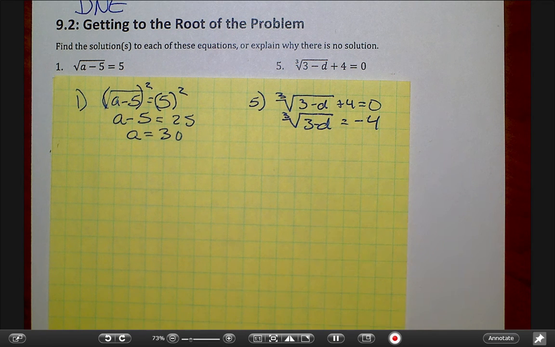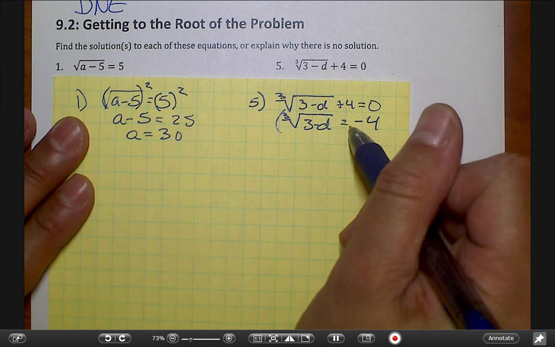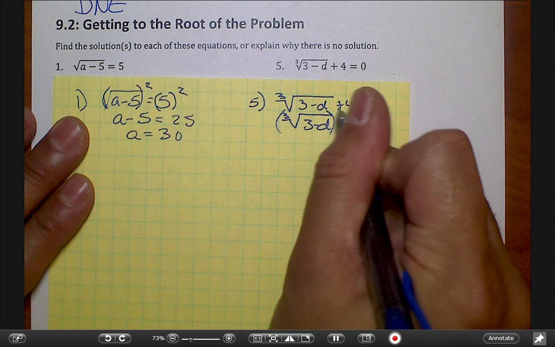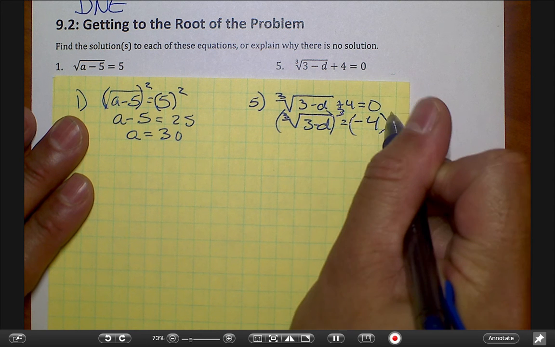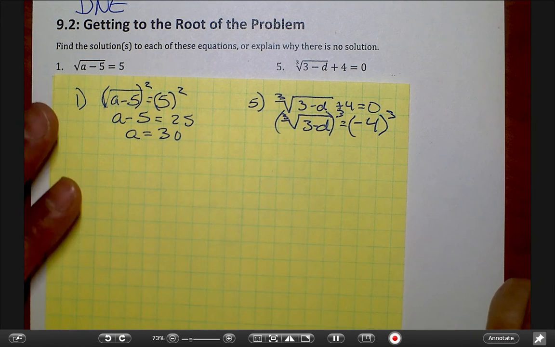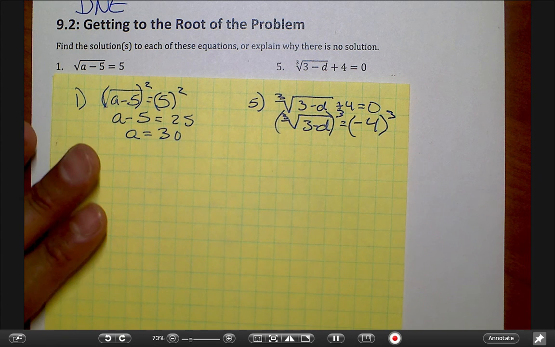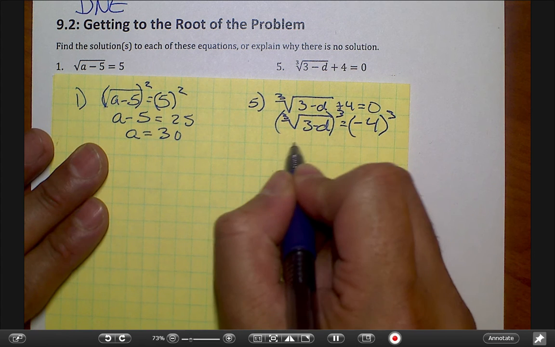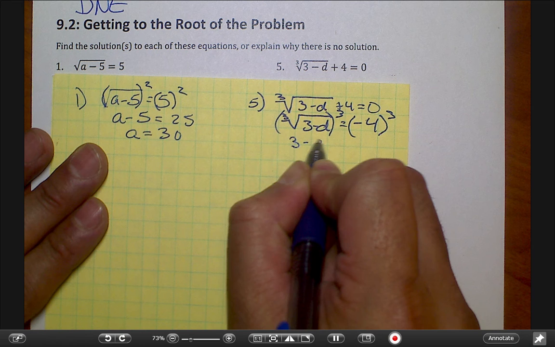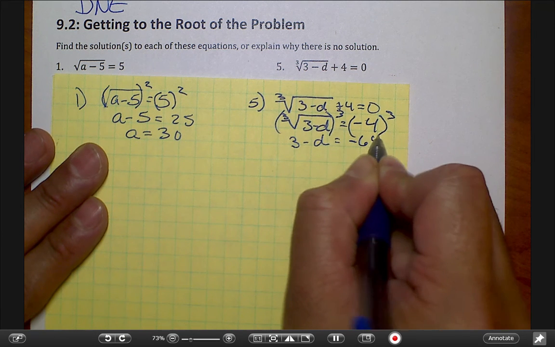So now, since I'm dealing with cube root, how do I undo a cube root? Yes, we are allowed to have a negative in a cube. If it's a 3, I'm allowed it, but if it's a square or a fourth, 4, 6, any even number root, I can't. So it's going to be negative 3 minus d equals negative 64. Very good.